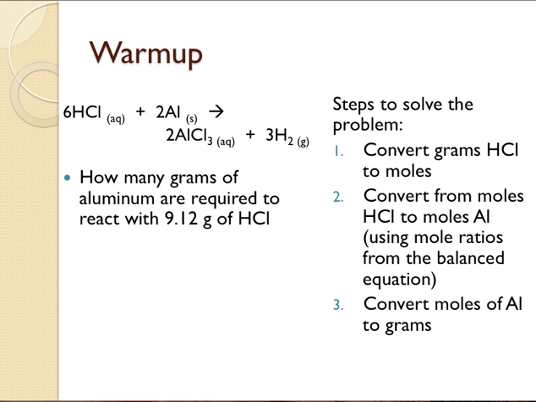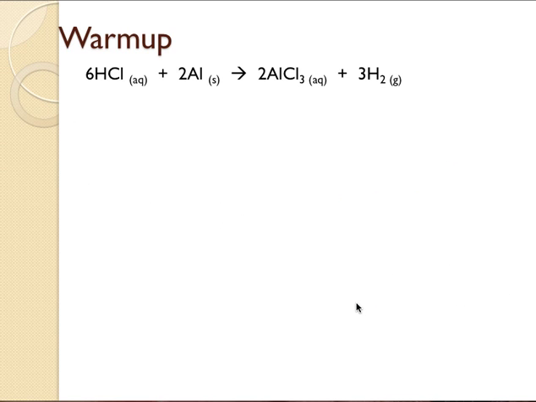Okay, and we're back. So how would we solve it? Well, first thing we would do is we would convert the grams of hydrochloric to moles. And then using the mole ratio, convert the moles of hydrochloric to moles of aluminum. For every 6 moles of hydrochloric acid, I need 2 moles of aluminum to react with it. So then when I get to the moles, then I can go back to the grams. Okay, so let's do that.